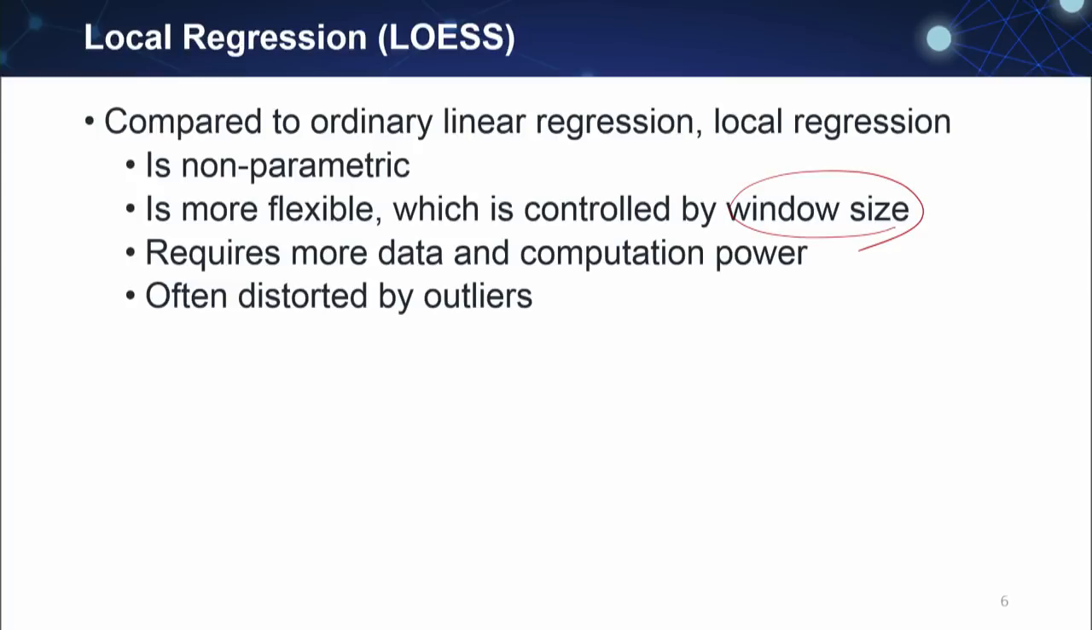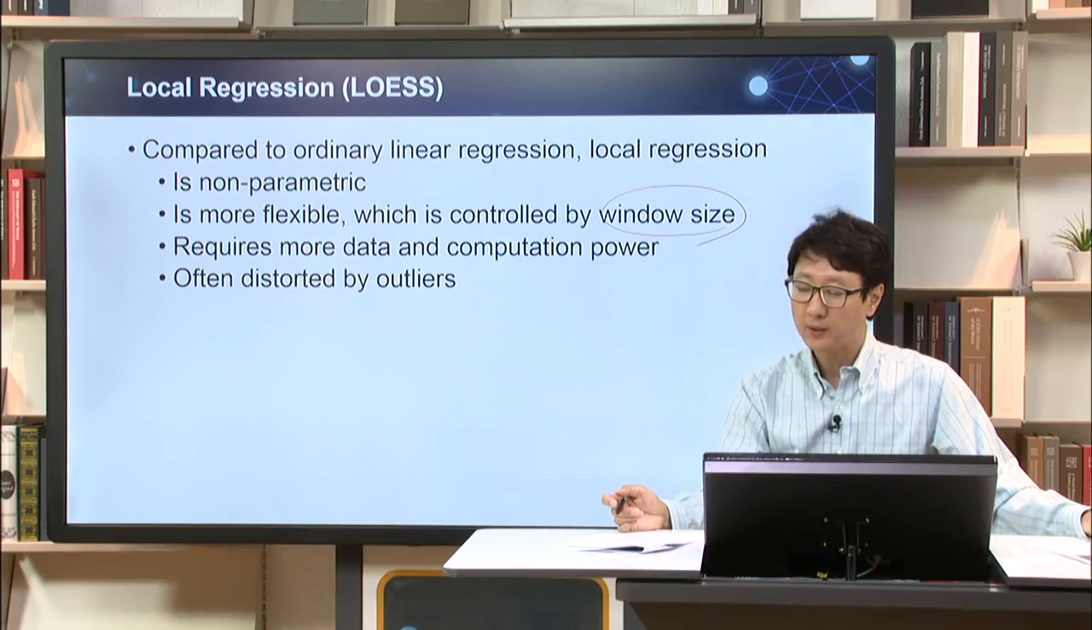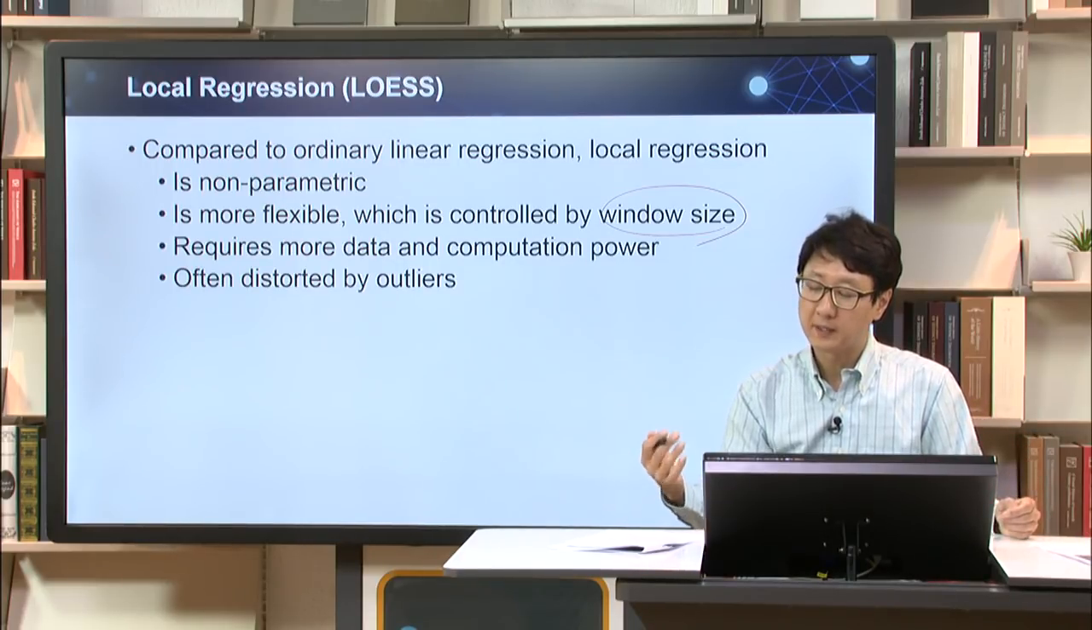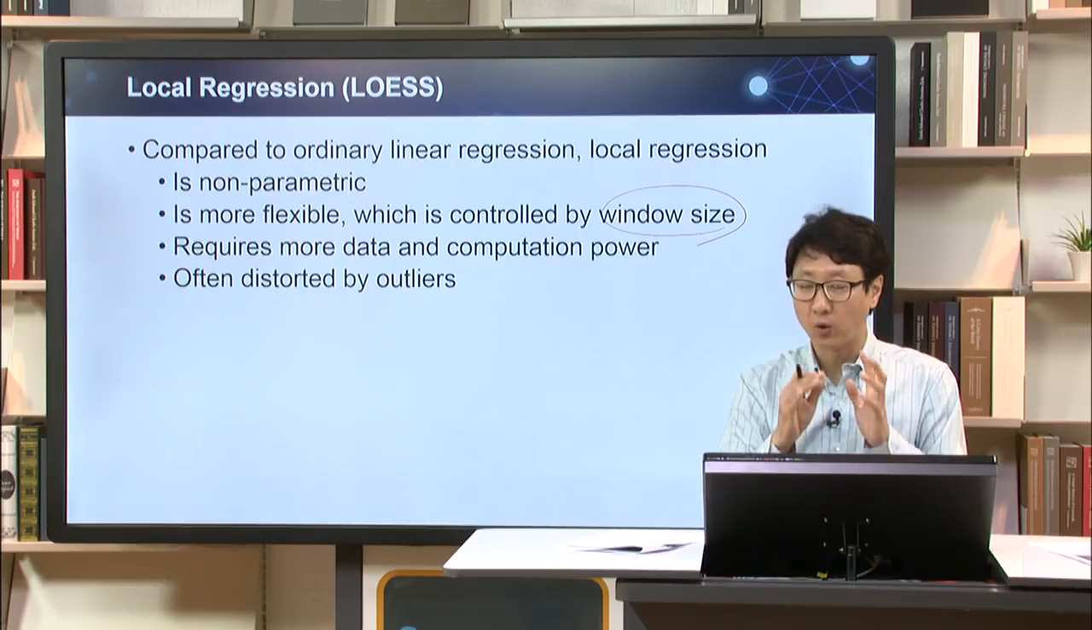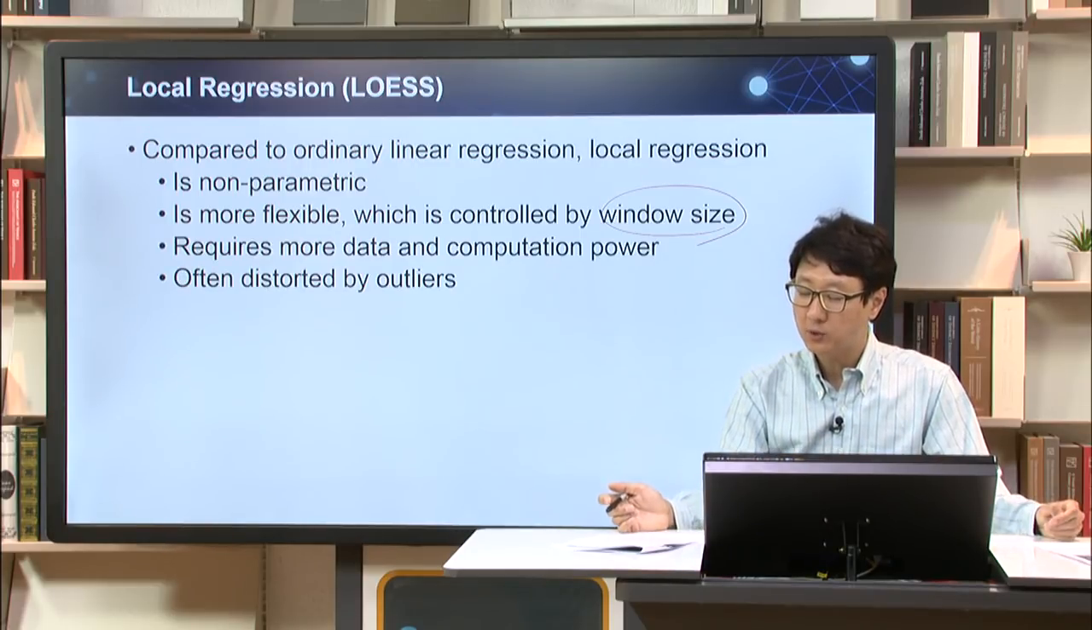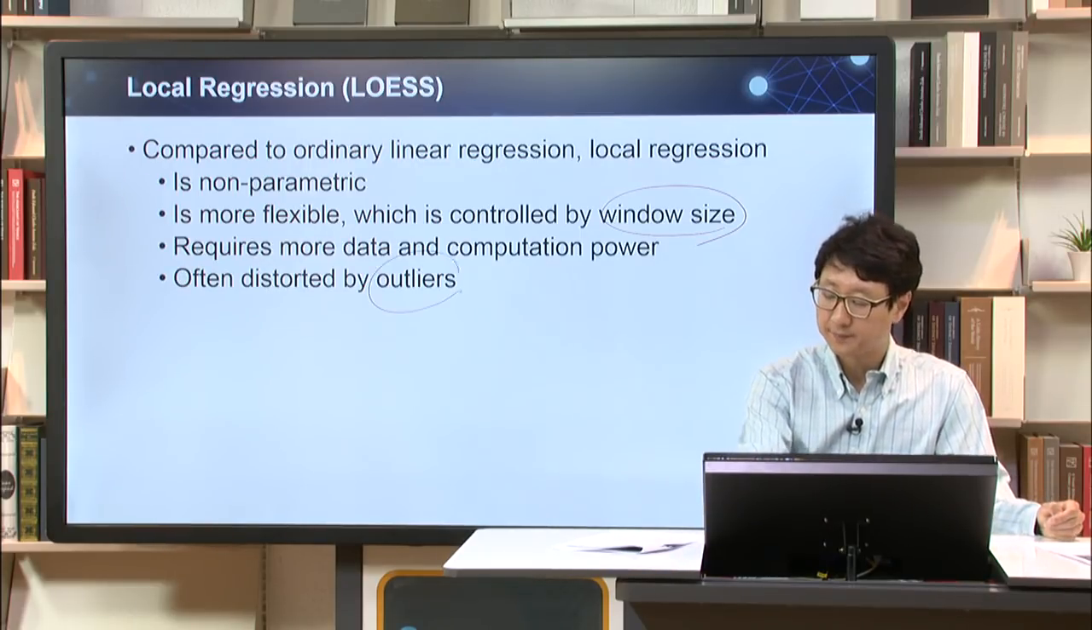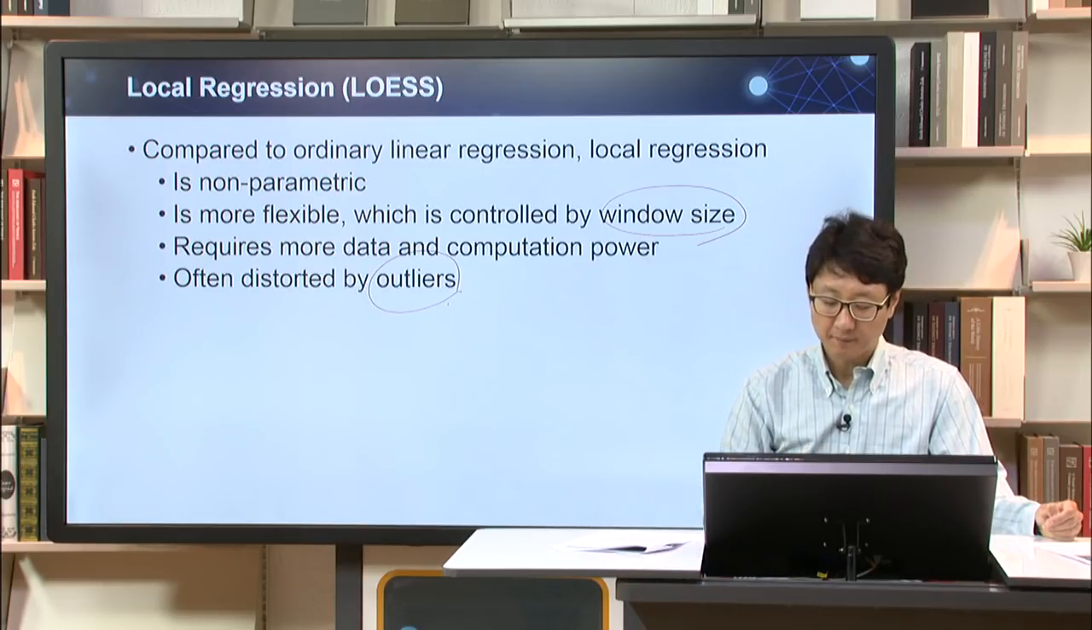Since LOESS finds different lines at different points, usually it requires more computational power. Since it uses only a subset of the data points, in order to have a similar estimation power to an ordinary linear regression, it often requires more data points. Since LOESS focuses on a few local data points, it is also easily distorted by outliers. Okay.